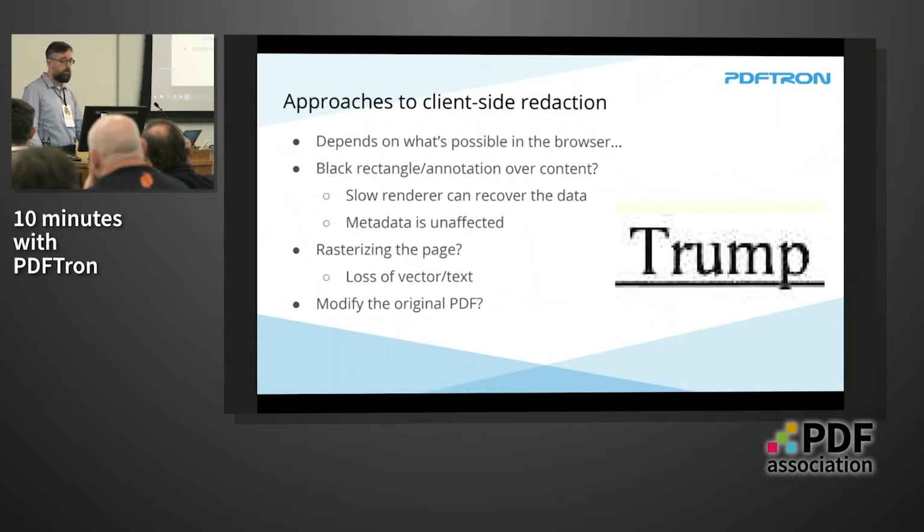If you run such a document through a slow render, you can see the content rendered for the annotation, or that's true, it is a black rectangle inside of the content stream as well. So if I'm just viewing it on a slow machine, I can get that information again. And if I'm not really editing the underlying document, then the metadata contained in that document would be unaffected, so I wouldn't be removing that information.